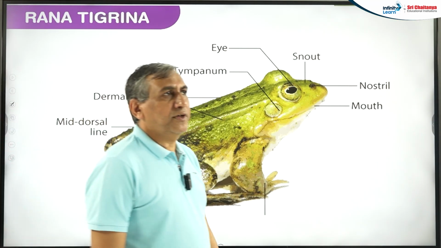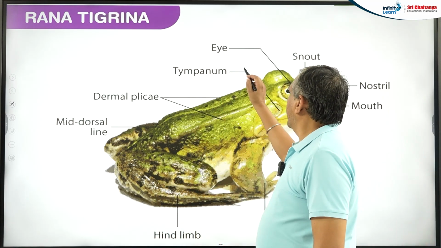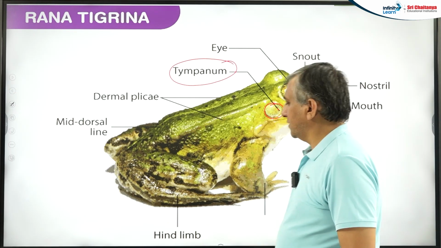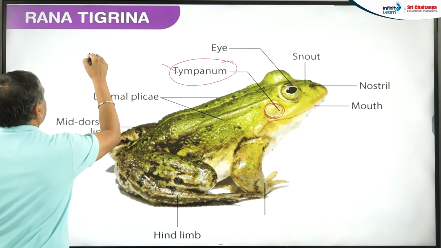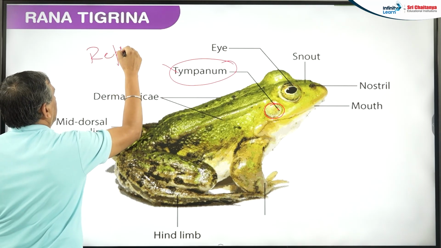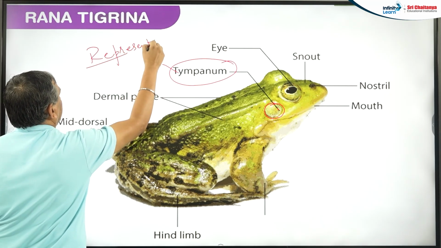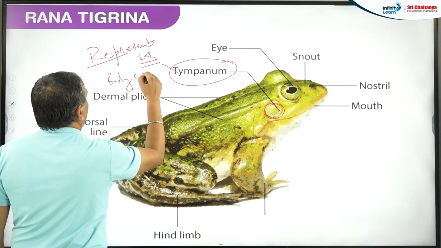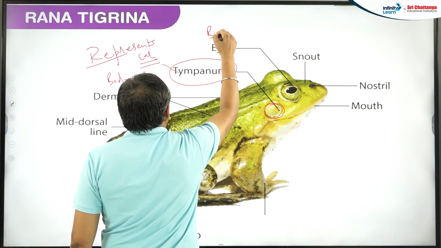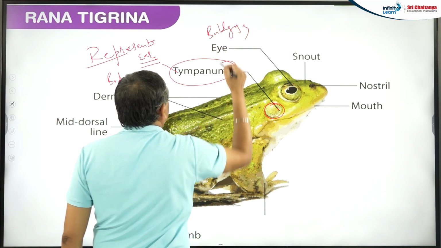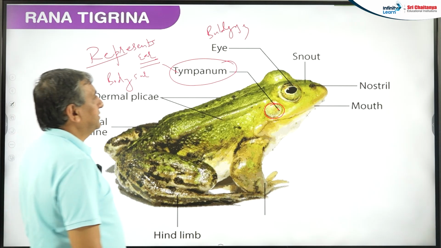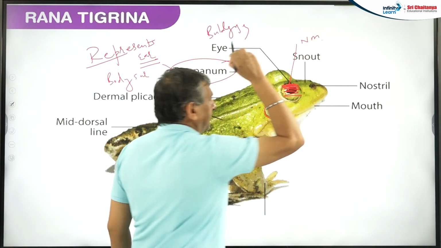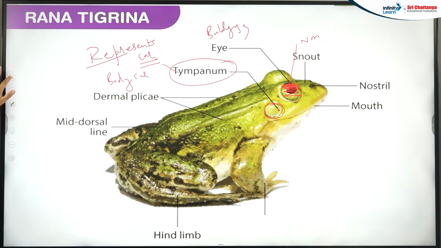Now see this diagram carefully. Who represents the ear? Tympanum. Externally we can see the tympanum. Tympanum represents the ear. It is on the body surface. Now they have bulging eyes. Bulging eyes means protruding eyes. And the bulging eye is covered by a membrane that is known as the nictitating membrane. Clear? So this is one more important point that you have to remember.